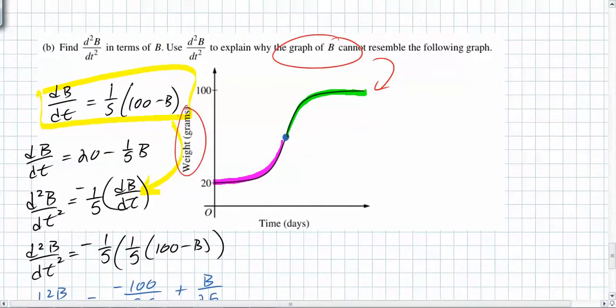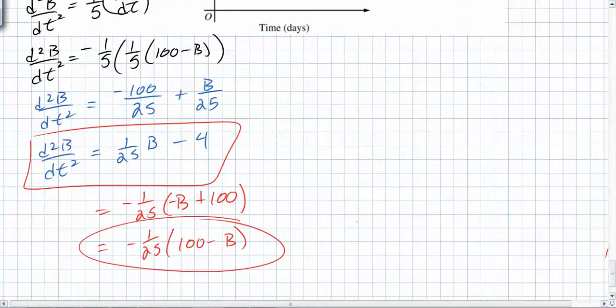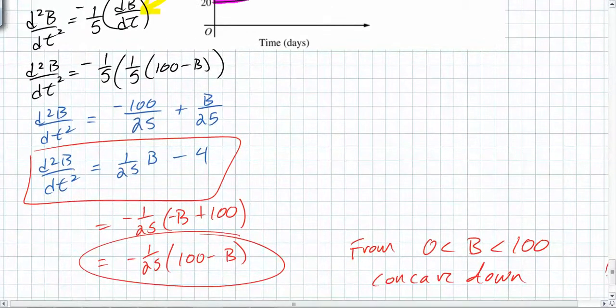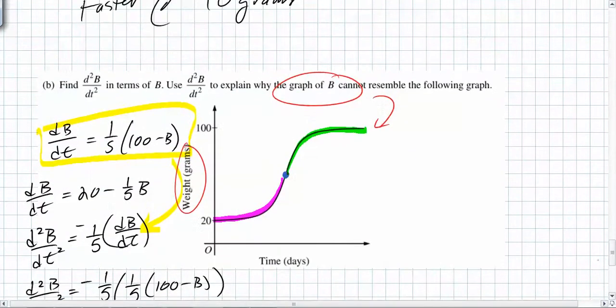B is weight, okay? Here's weight. So do you agree that from 0 to B less than 100, it has to be concave what? Concave down, right? This is the tricky part. So do you agree that when B is between 0 and 100, it has to be concave down? Where is B from 0 to 100? B is 0 to 100 from here all the way up. Look, the B value is on the y-axis here. Do you see that, everybody? This second derivative is just written in terms of the B value.